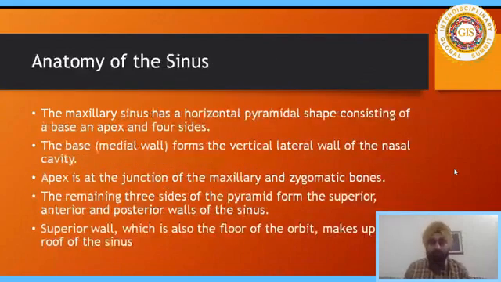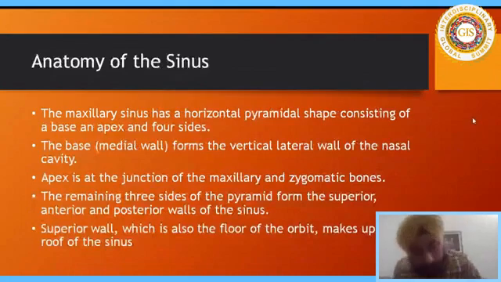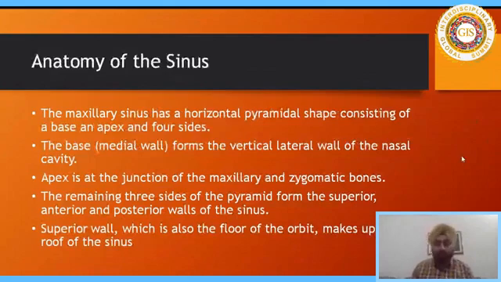The anatomy of the sinus is unique and must be understood before anybody jumps onto maxillary sinus lift. The maxillary sinus has a horizontal pyramidal shape consisting of a base, an apex, and four sides. Now imagine it three-dimensionally. The base, the medial wall, forms the vertical lateral wall of the nasal cavity. The apex is at the junction of the maxillary and zygomatic bones. The remaining three sides of the pyramid form the superior, anterior, and posterior walls of the sinus.